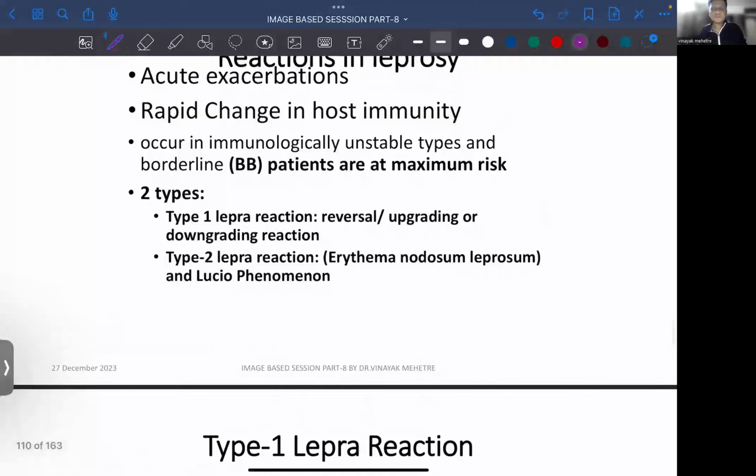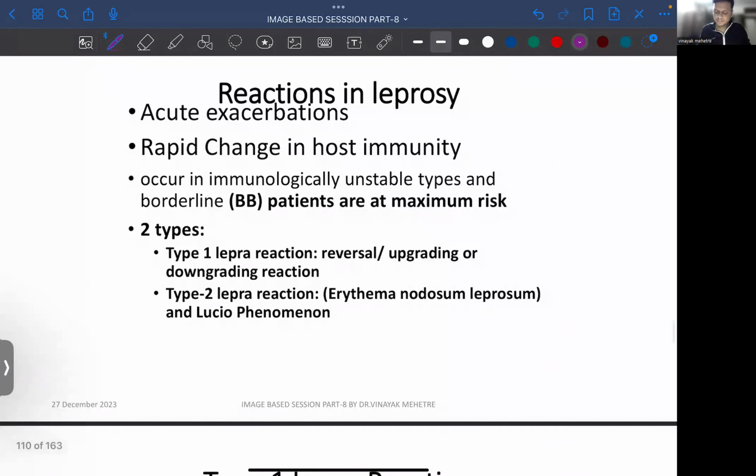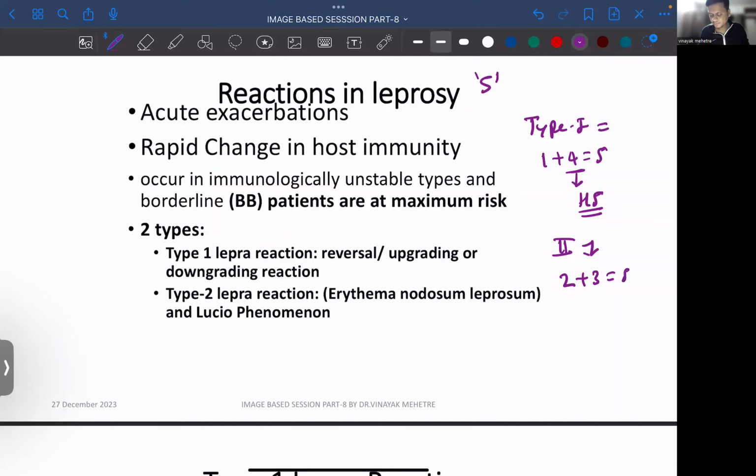Okay, there are two types of reaction which we see in leprosy. One is type 1 leprosy reaction. Type 1. How to remember which hypersensitivity? Just remember the number 5. 1 plus 4 is equal to 5, right? So hypersensitivity is type 4. In type 2, which hypersensitivity will be seen? 2 plus 3 is equal to 5. So type 3 hypersensitivity. ठीक है, and this is the way to remember.